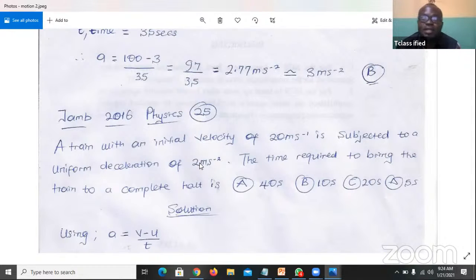That deceleration is minus A. Now the time required to bring the train to a complete halt, that means the final velocity is going to be 0 because it's stopping. So what is this time? Is it 40 seconds? Is it 10 seconds? Is it 20 seconds? Is it 5 seconds?